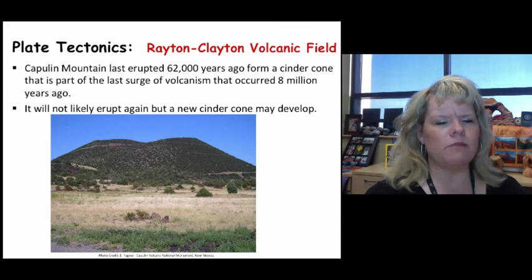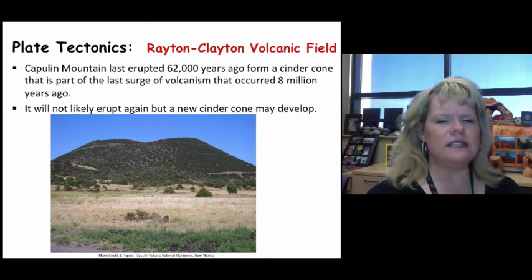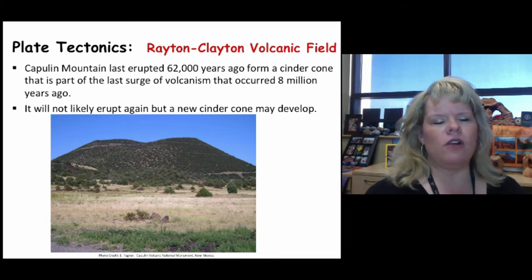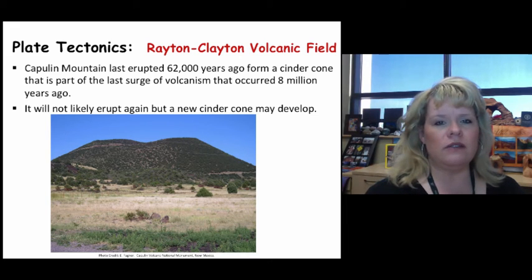volcanic monument, by the way. And this is a cinder cone, but it's a field of cinder cones. These cinder cones represent volcanism that occurred at the tail end of the Pleistocene 62,000 years ago, and is part of a large surge, the very final surge of volcanism that's been occurring since about 8 million years ago. And it's actually, this whole section is related to the Rio Grande Rift.